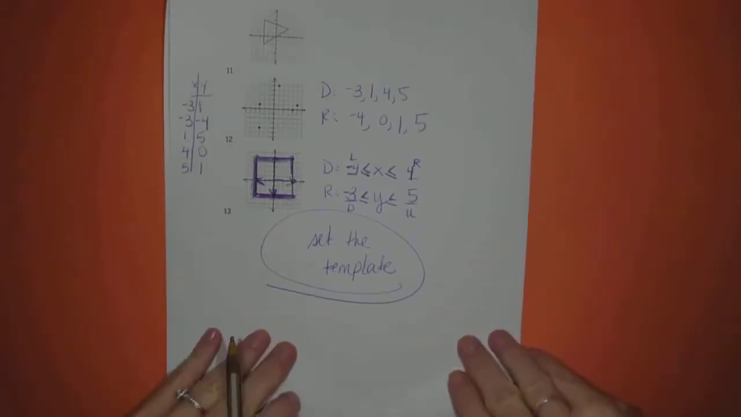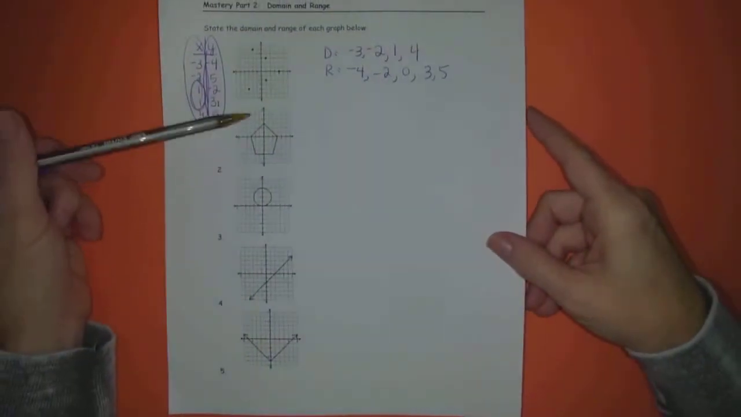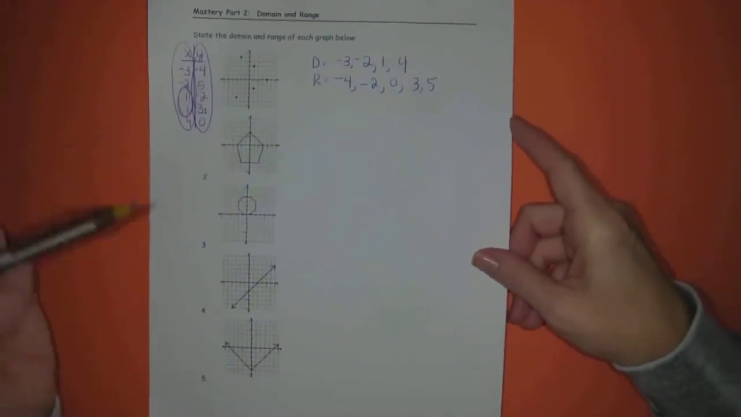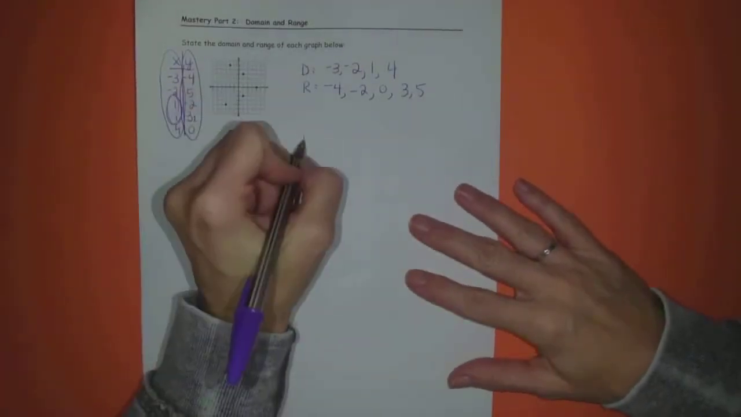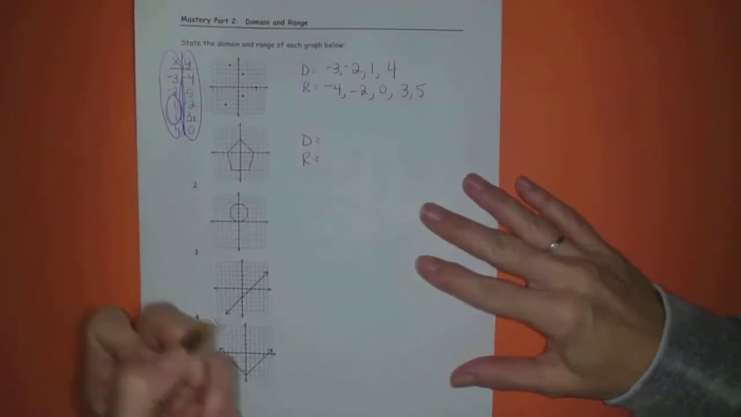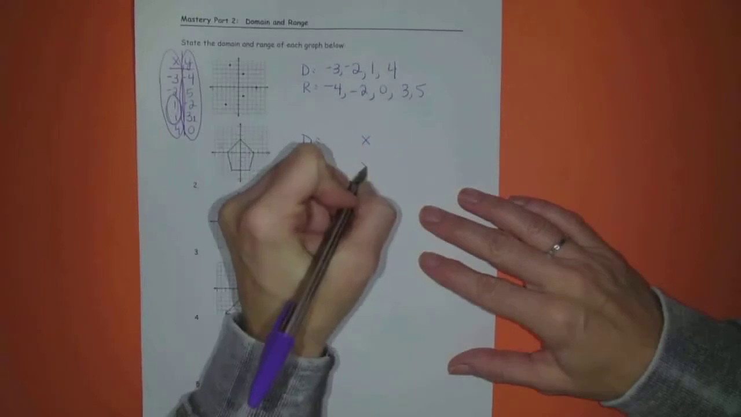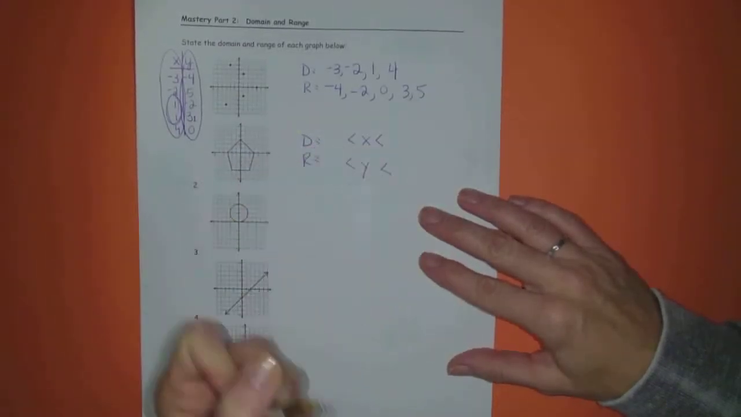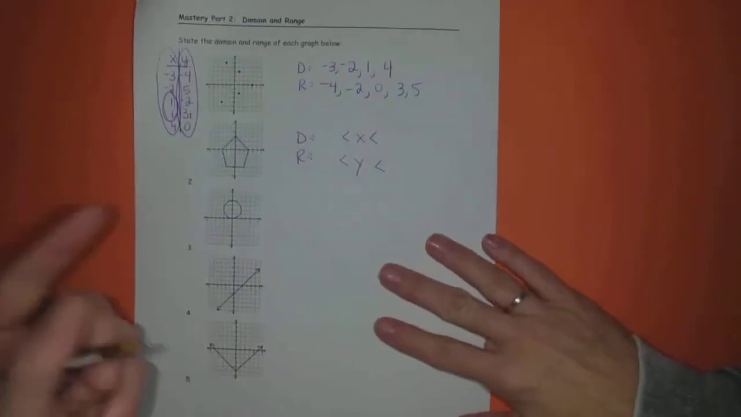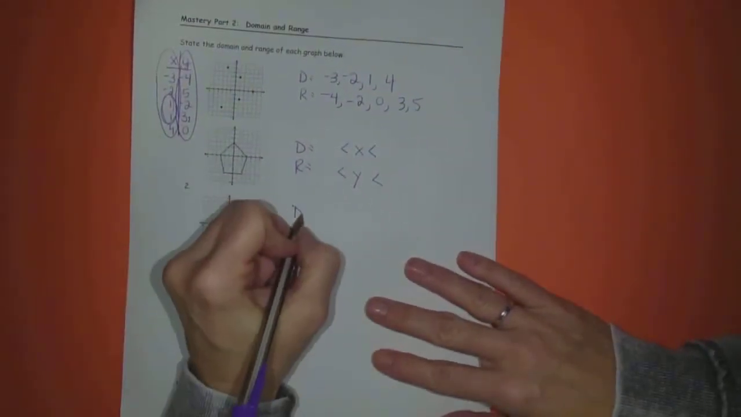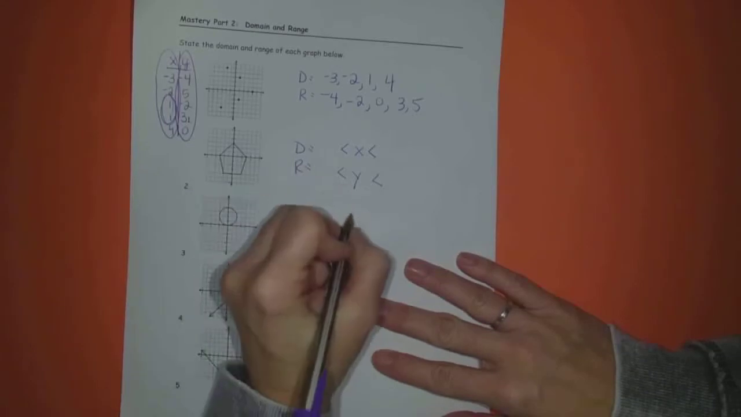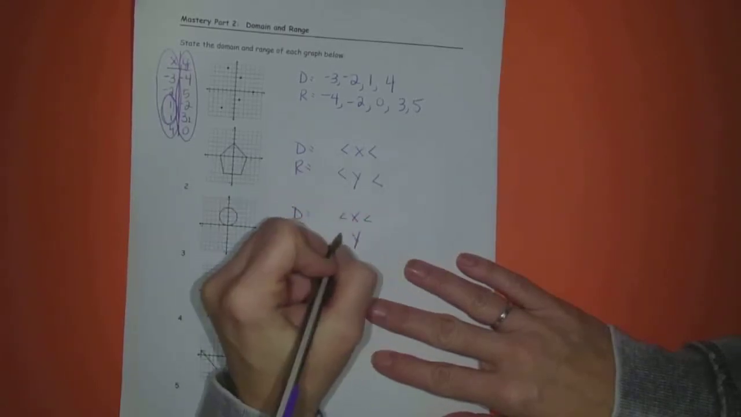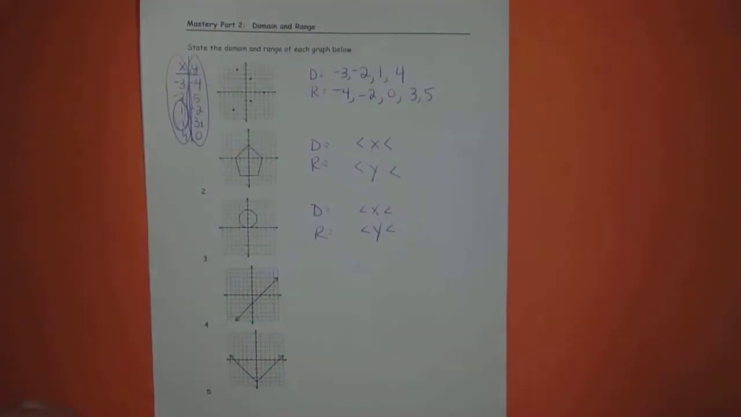Let's see if we have any other shapes like that. Let's go back to the beginning. Oh yeah, we've got a couple shapes. We got this one and this one here on the front. So let's look at number 2. Let's set the template. Set the template. X, Y, push left, push left, push left, push left. That's the template. Let's set it up for number 3 as well. Domain, range, set the template. X between, Y between. Perfect.